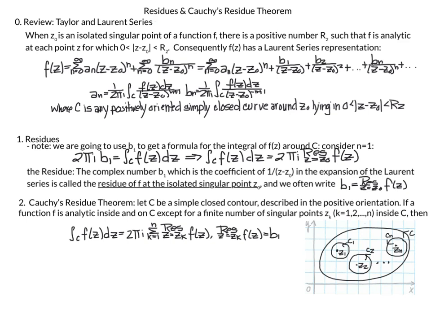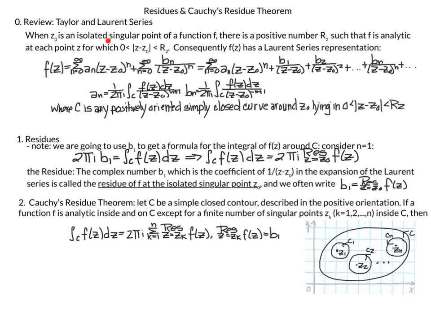For the overview slide, I just put in the Laurent series definition here. So when z naught is an isolated singular point of a function f, there's a positive number r2, that's a radius, such that f is analytic at each point inside the circle of radius r2, that is not equal to that singular point z naught. Consequently, f of z has a Laurent series representation in that circle of r2.